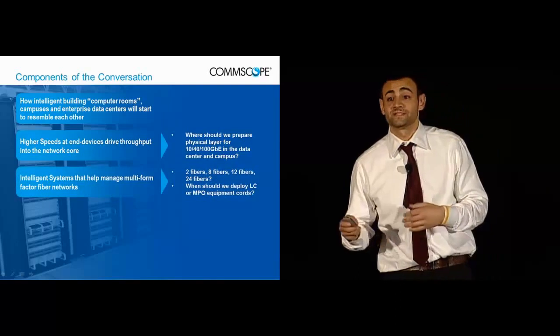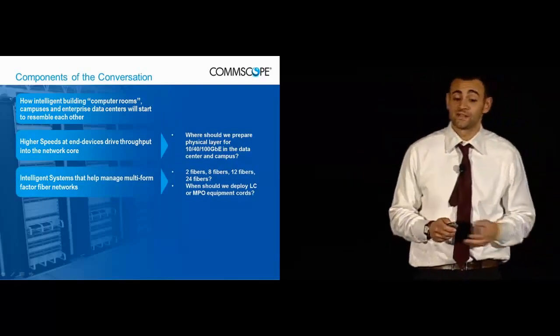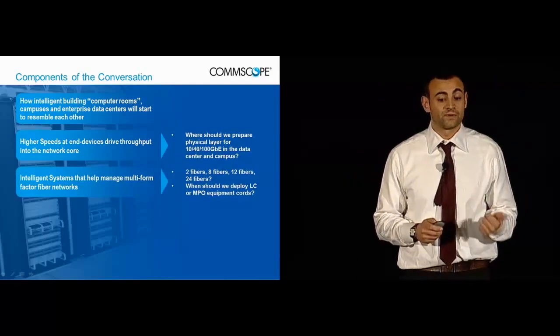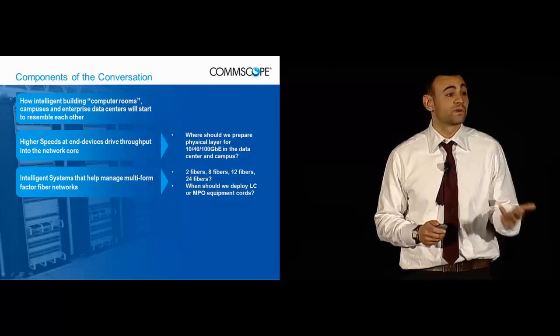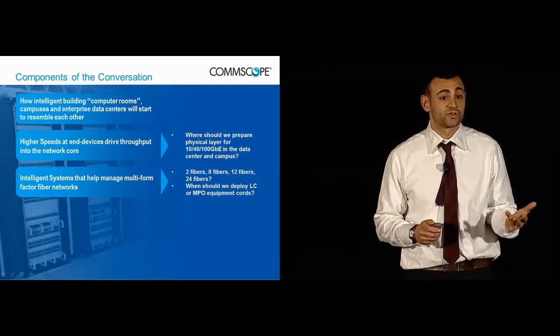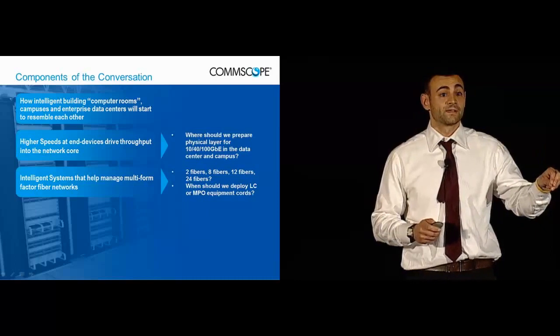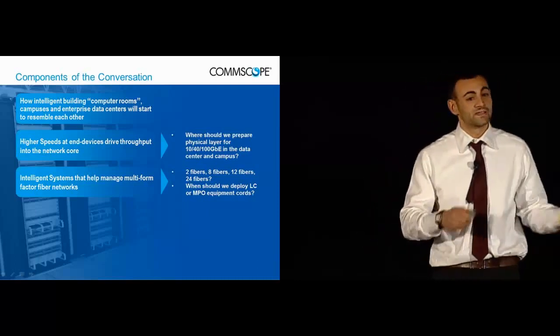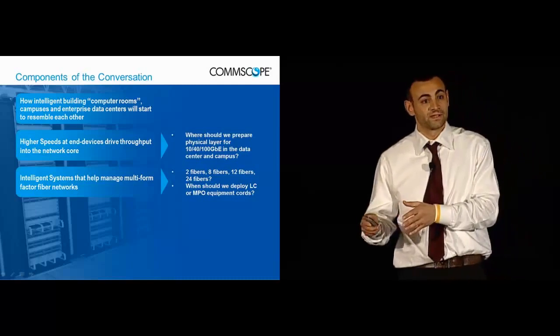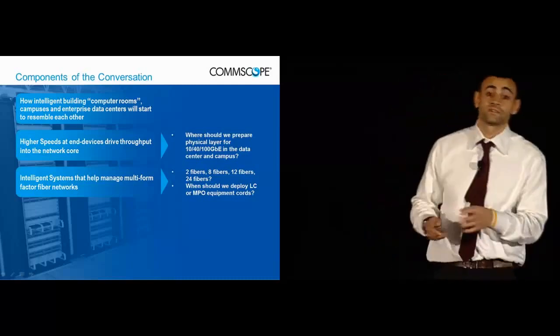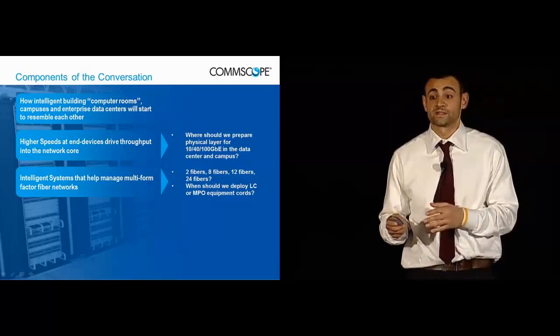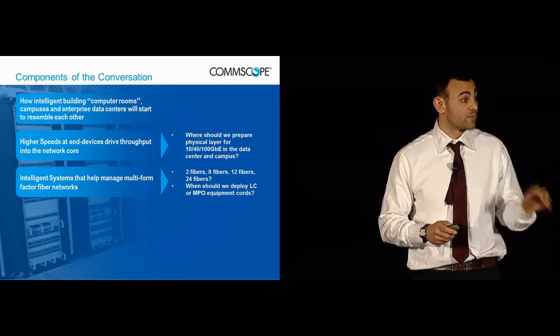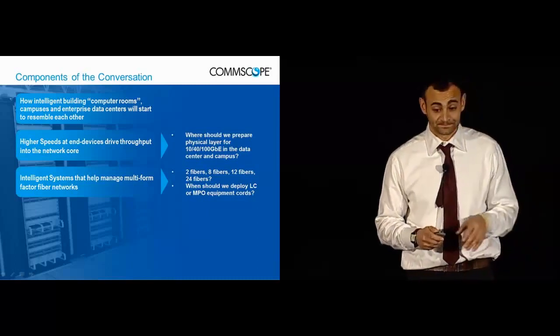How do we manage these multi-form factor environments intelligently? Do we have 2 fibers, 8 fibers, or 12 fibers, or 24 fibers available on our infrastructure to deploy? And this really isn't day one. Day one, greenfield, we know we have capacity. This is day 2. This is day 3. This is after we've refreshed network equipment once or twice, and we want to reuse our permanent link infrastructure.